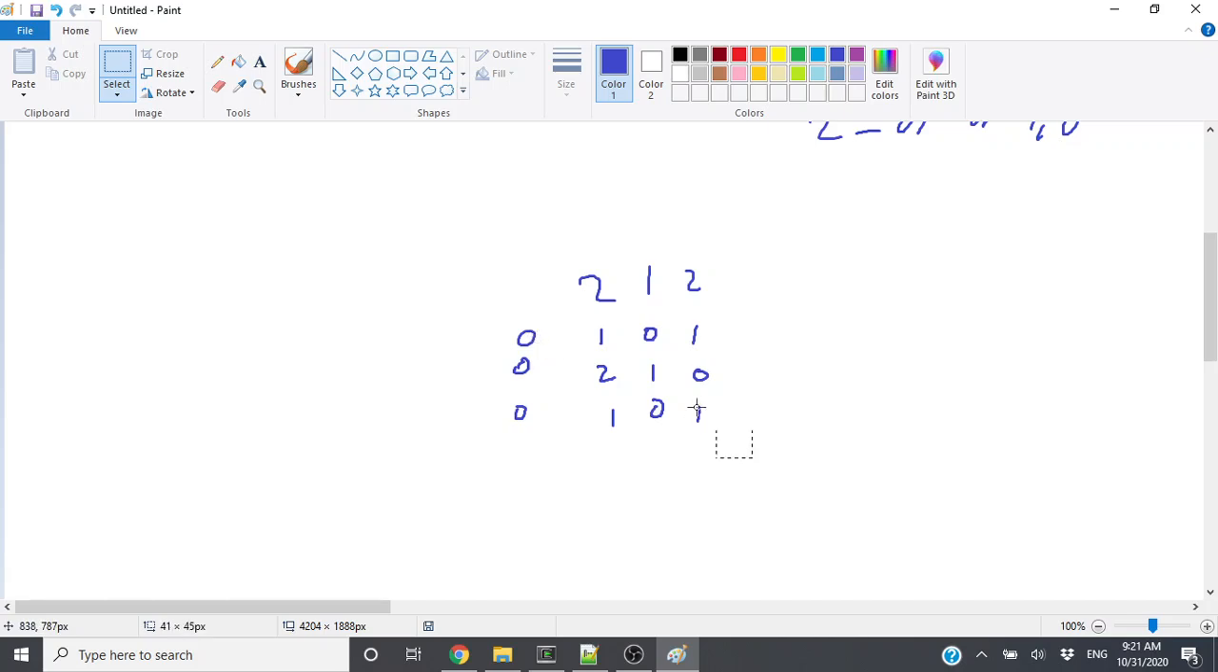So we have something else like 1, 1, 1 maybe. Do ones also produce a pattern? Is there something interesting in here? So we have 0, 2, 0. We have 2, 0, 1. Then we have 0, 1, 0. Let's continue that. And we have 2, 0, 1.